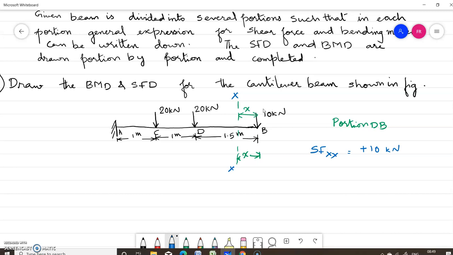Now we can write the bending moment at this position. Bending moment for portion DB, bending moment at XX is equal to 10 into x. So what is our sign concept? Our sign concept is right anti-clockwise is positive. This 10 into x is producing a clockwise moment about the section line XX, so it is minus.